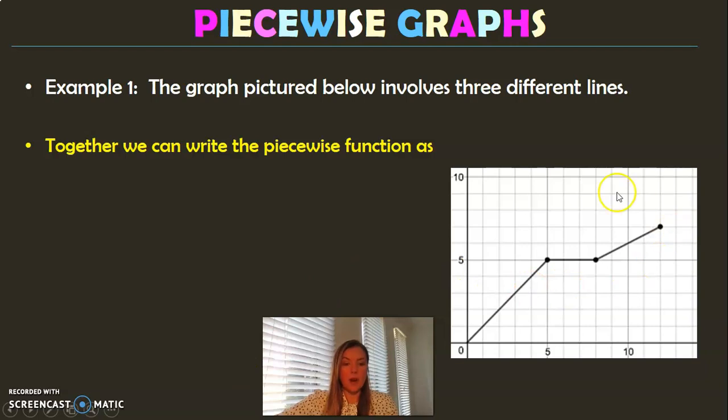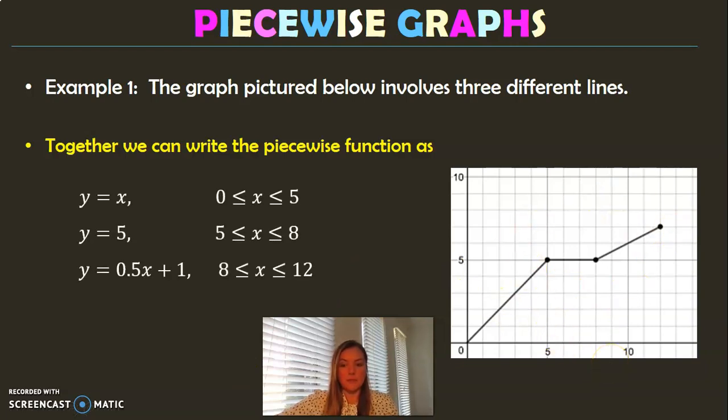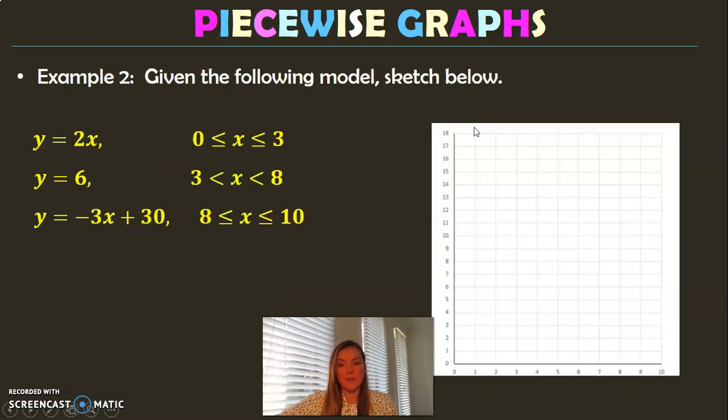Okay, so together we would write this function here as this. Okay, so if you are asked to sketch a piecewise graph that looks like this, we would generally be using the calculator to do that. So we'll start another question where you guys will be forming one graph out of a number of different pieces.